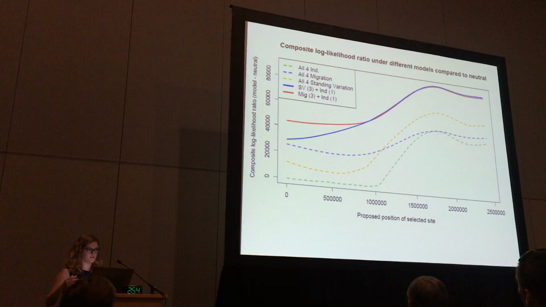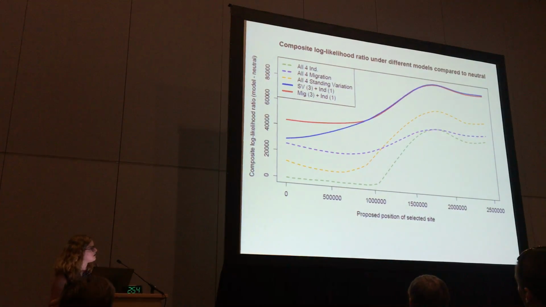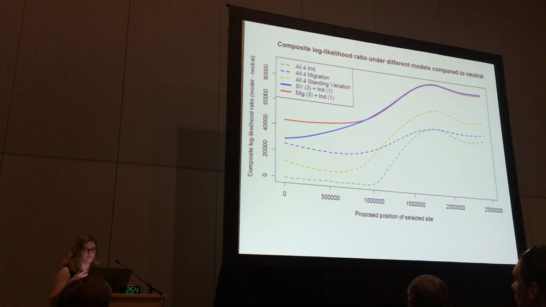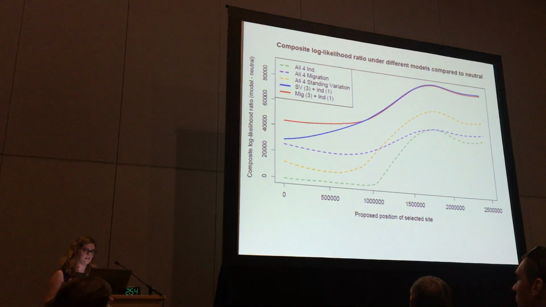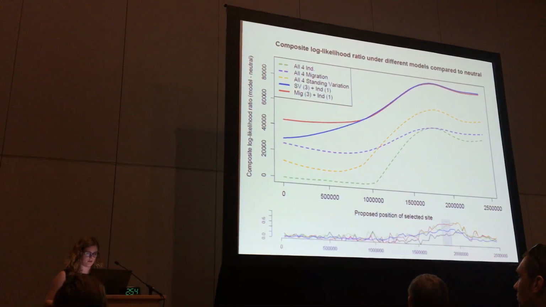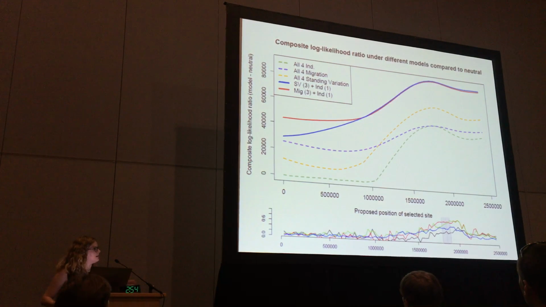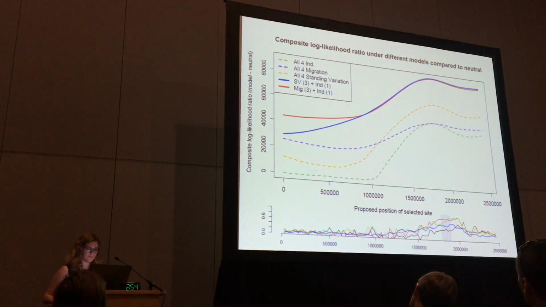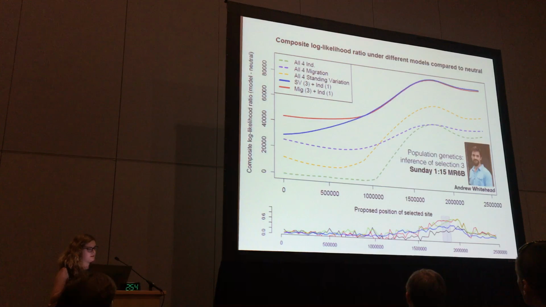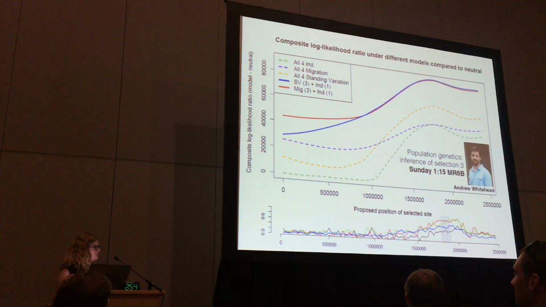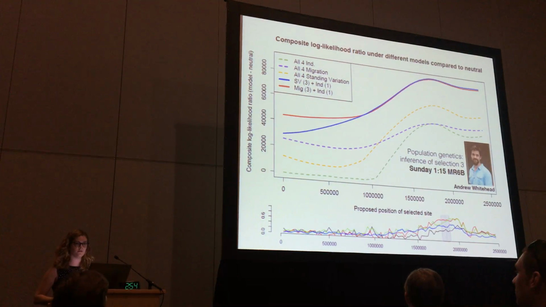So there's two things to notice. First of all is that all of our models are peaking at the most likely proposed selected site. This is likely where the selection is happening, and this corresponds to where we see FST peaking. And if you want to know more about the genes involved in this and more to this convergence story, Andrew's talking tomorrow at 1:15.